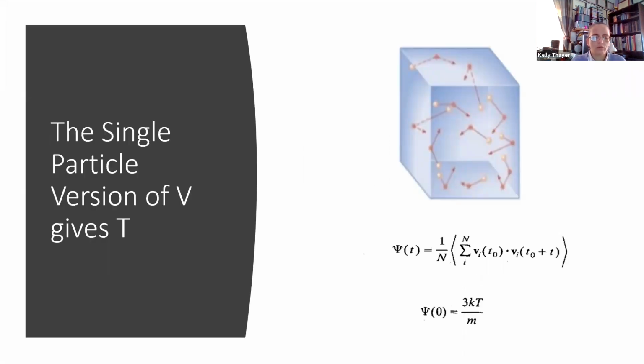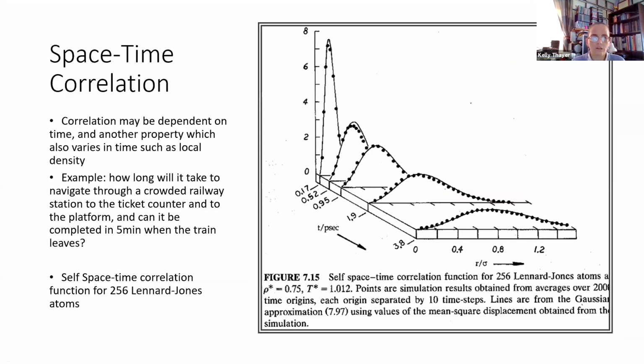So the single particle version of velocity is going to be able to give rise to the temperature. So here we take a look at the summation over all the particles in the box. Each particle times its respective velocity, and that will give us the overall property of the temperature. This is a fundamental property of the kinetic gas theory.